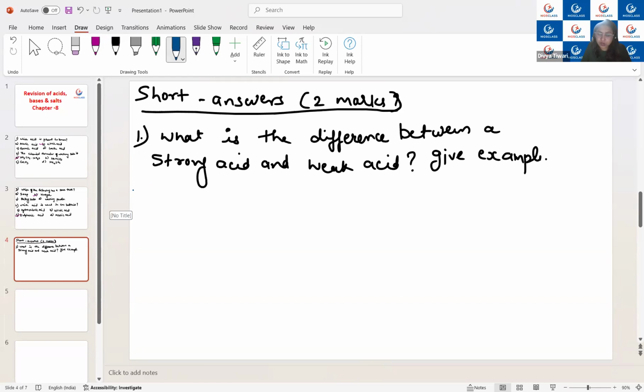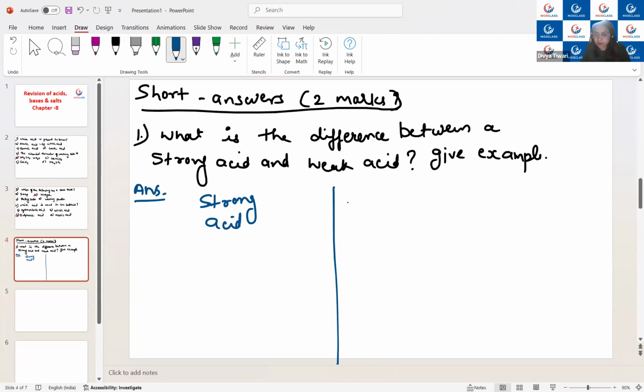Whenever you are solving such problems, as I have told many times in class, you should write it in tabular form. On one side you will write strong acid and on the other side weak acid. In one statement you can say completely ionizes, or you can say dissolves.